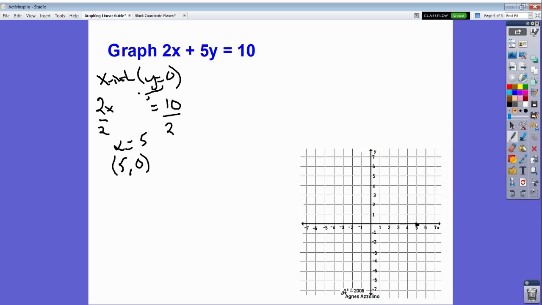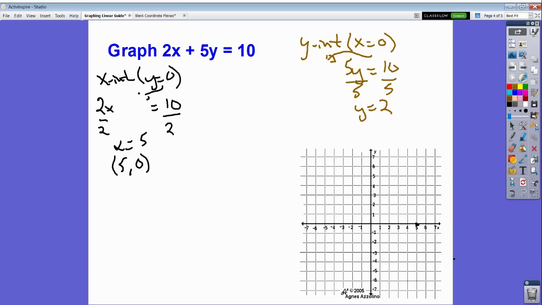So I want to make it a little darker. There we go. And then let's find the y-intercept. So for my y-intercept, what is always true? X is equal to 0. So I write the function they gave us, 2x plus 5y is equal to 10. Substitute in 0. 2 times 0 is 0. So it's like it's not even there. And then all I have to do is divide both sides by 5. And we get y is equal to 2.